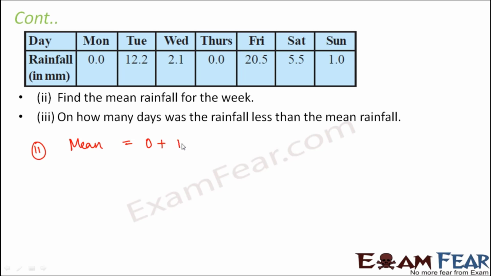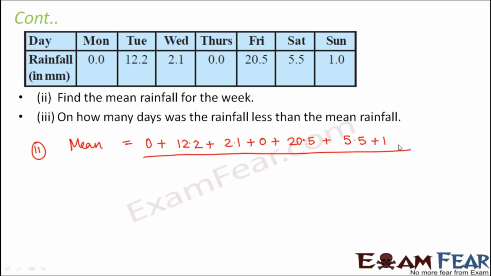So the sum would be 0 plus 12.2 plus 2.1 plus 0 plus 20.5 plus 5.5 plus 1, divided by, for how many days is the data given? 1, 2, 3, 4, 5, 6, 7. So this divided by 7. The sum comes out to be 41.3 divided by 7, which is equal to 5.9 mm. So this would be the average rainfall for the week.